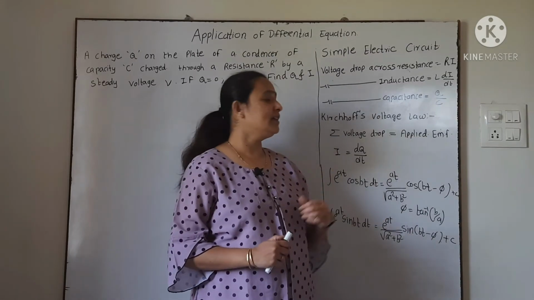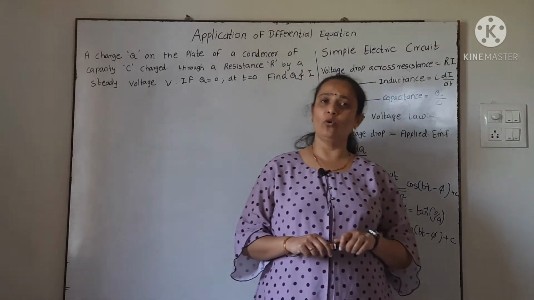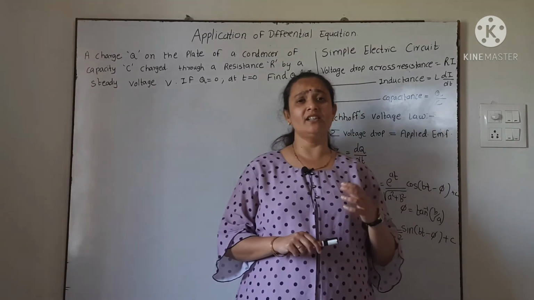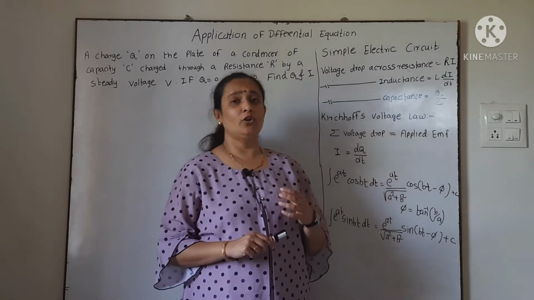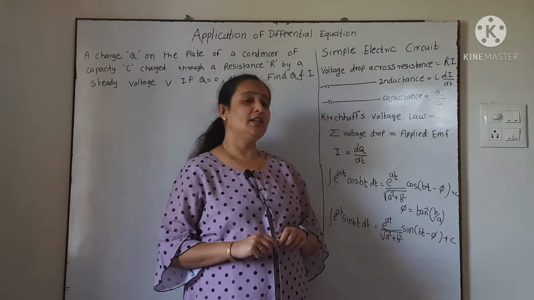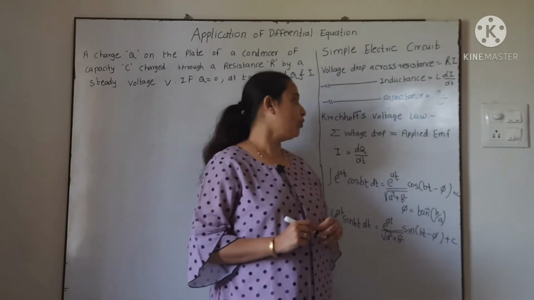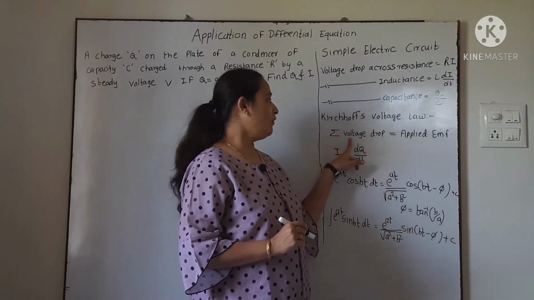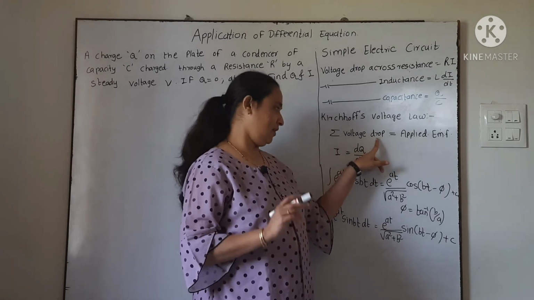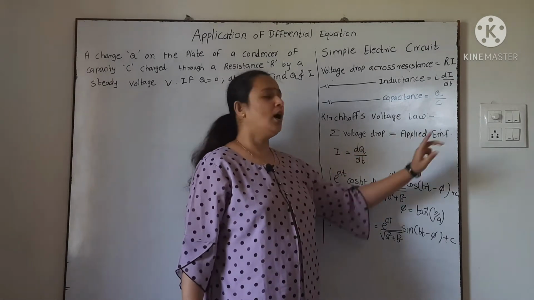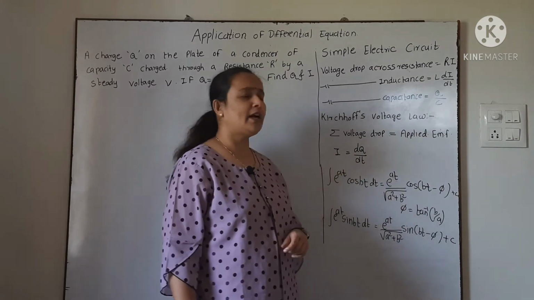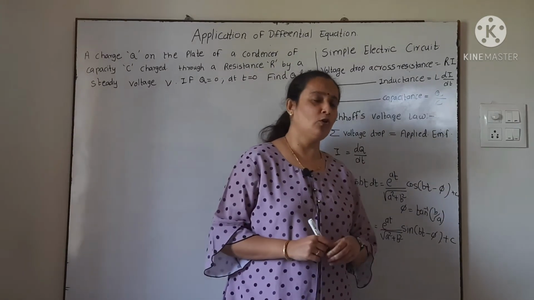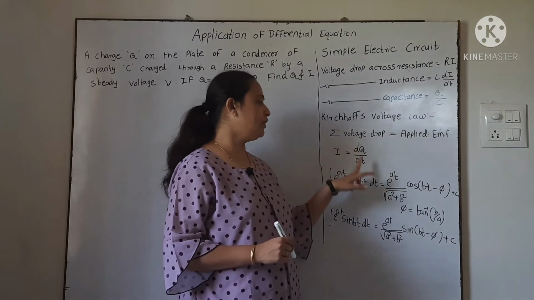Then while solving the examples, we will use Kirchhoff's voltage law, and the law states that the algebraic sum of voltage drops around any closed circuit is equal to the applied electromotive force. That is, the sum of voltage drops across a closed circuit is equal to the applied EMF. Also we know that current is nothing but the rate of flow of charge, that is, I is equal to dq by dt.